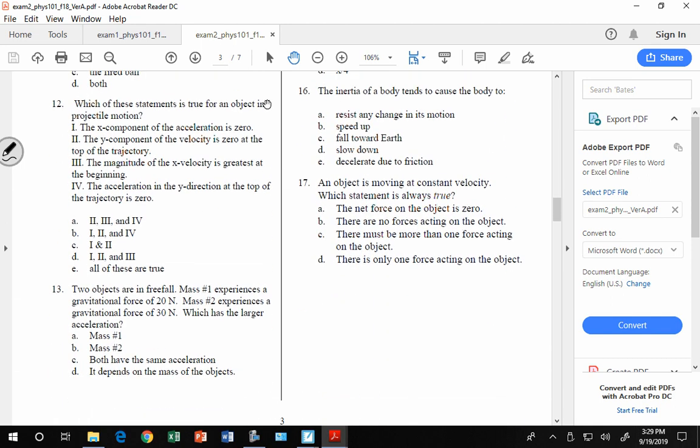You need to understand the basics of projectile motion. For example, let's look at these. The x component of the acceleration is 0. Is that true? No.